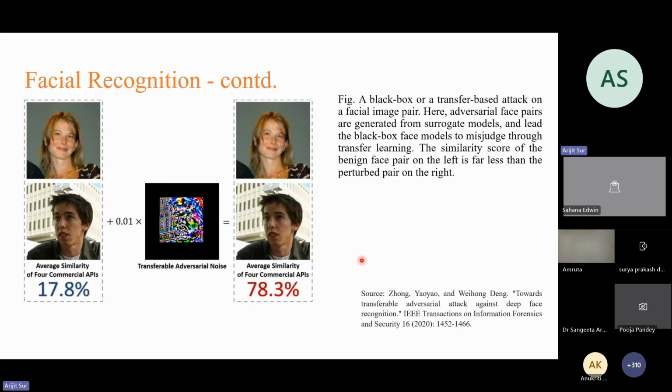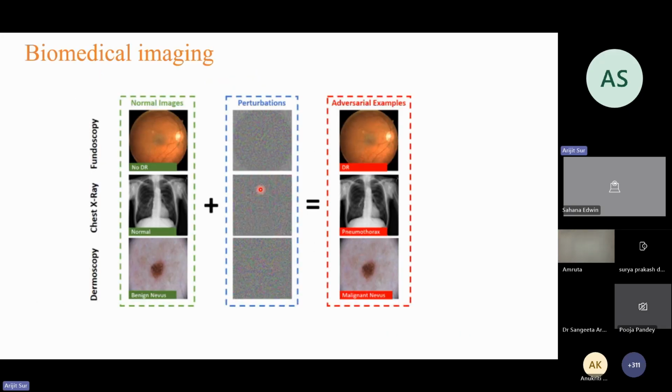These are images from biomedical imaging, where these are fundus images. There's no DR, but it is called DR, meaning there is a problem. Now it's normal, but if you put it in, it is classified as pneumothorax, meaning pneumonia is present. This is benign, and if you put this in, it becomes malignant. This is dermatology, skin cancer. So these are very serious.